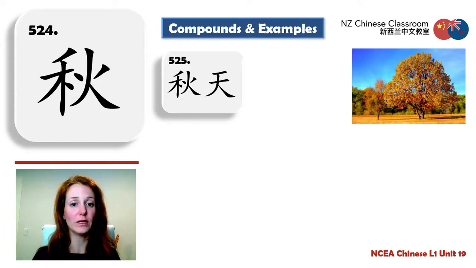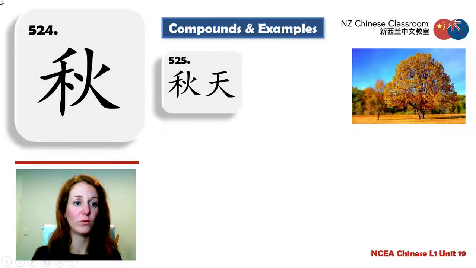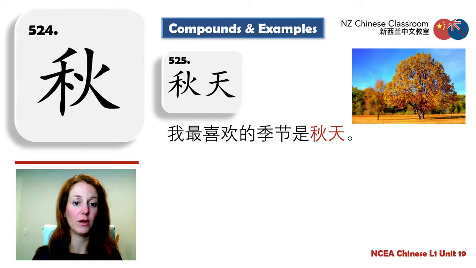Okay, 秋天. What radicals do we have in here? We have the fire radical. So in the autumn, the leaves on the trees turn a fiery red and orange and yellow. So 秋天, that will give you a clue that it's autumn or fall. 我最喜欢的季节是秋天. My favorite season is autumn.